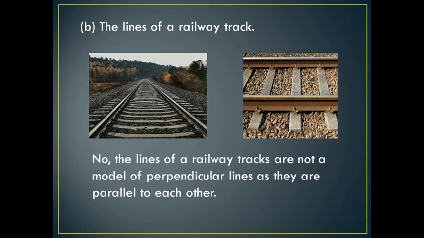So what is the difference between perpendicular lines and parallel lines? Perpendicular lines are intersecting each other. They are bisectors of each other and make a 90-degree angle at their intersection point. But parallel lines, like a railway track, are never intersecting or crossing each other.